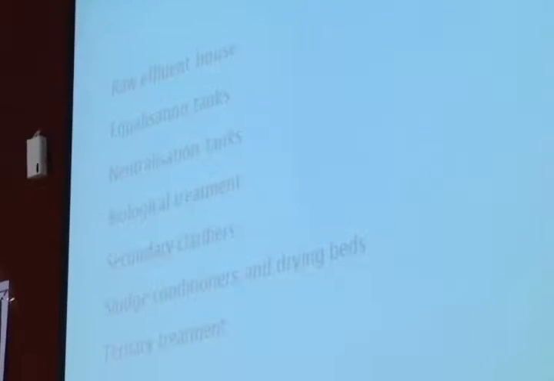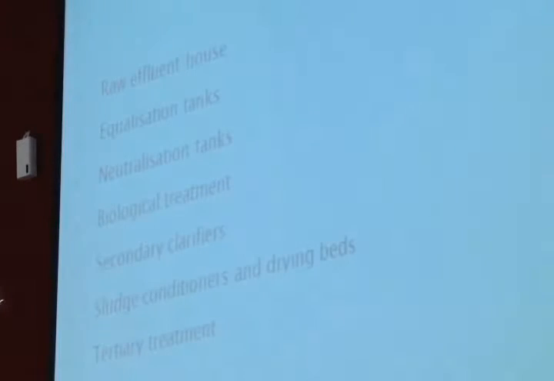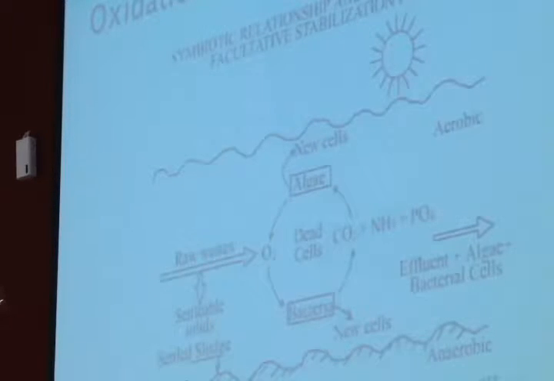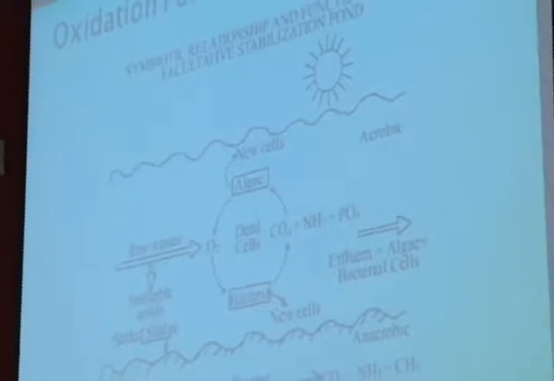Another big class is MBR and UASB also. These are the general ETP parts: raw effluent sump, equalization tank, neutralization tank, biological treatment, secondary clarifier, all these things. This is simply how an oxidation plant works.